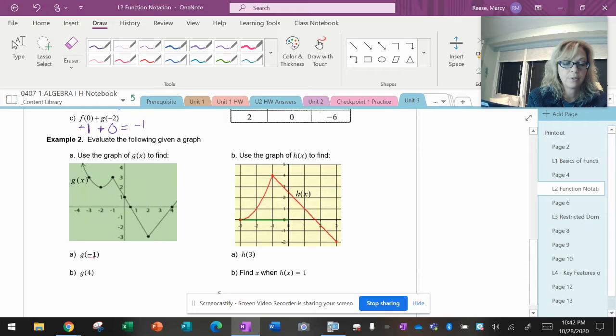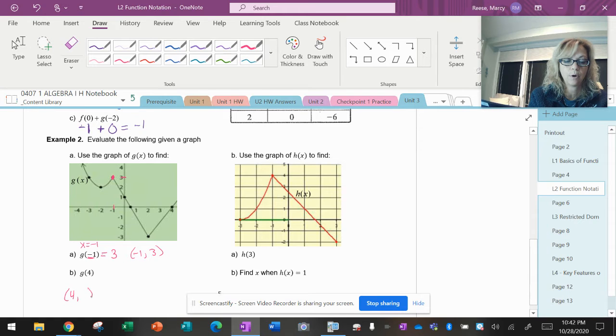So remember, this means when x equals negative 1. So I'm going to go to the graph where x is negative 1, which is here, and I'm going to find where the function hits. And it hits right up here when y is 3. So that result is 3. So basically, I could say that this is a coordinate point, right? When x is negative 1, y is 3. So here's, for B, my coordinate point.